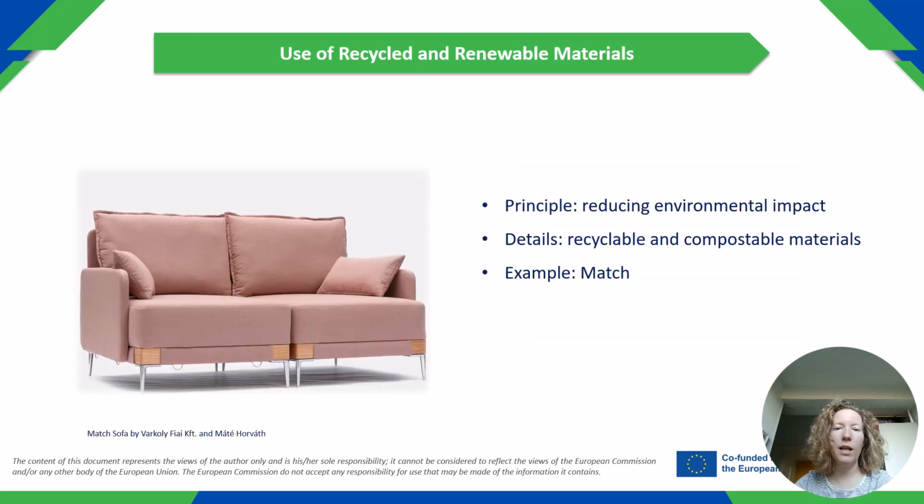Use of recycled and renewable materials. This is about prioritizing materials that are recycled or renewable to reduce the environmental impact. This includes using materials like reclaimed wood, recycled metals, and biodegradable fabrics. These materials reduce the need for virgin resources and minimize waste. The production processes for these materials often have a lower environmental footprint.